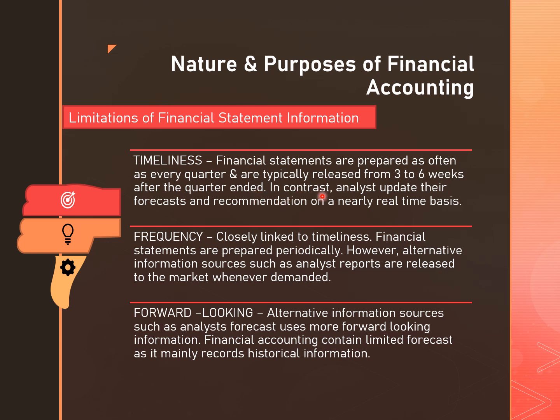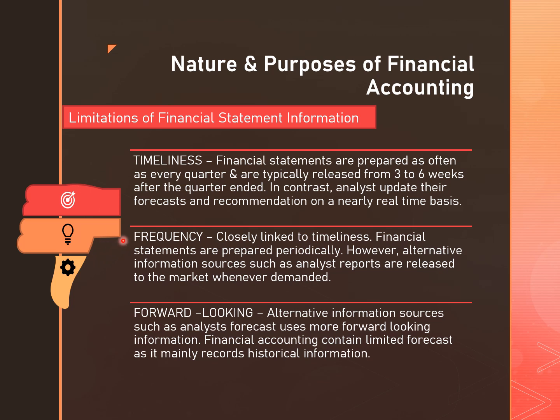In contrast, the analysts update their forecast and recommendation on a nearly real-time basis. What does it mean? It means that our financial statement comes out late. So, there is a problem with timeliness because we have to record, classify, and analyze first before we release it. But analysts need information in real time, because users make decisions on a real-time basis. So the problem with financial statement information is that it is late, a timeliness problem.